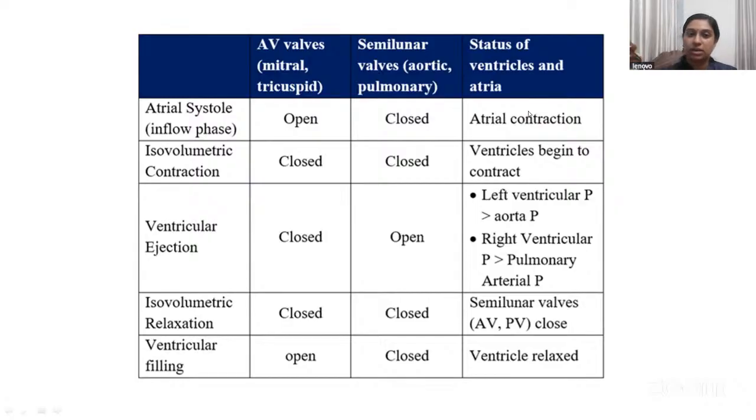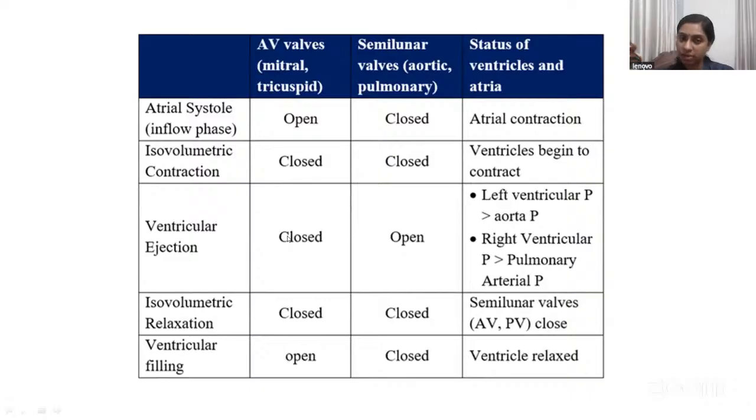The next phase is the isovolumetric contraction. Here, the blood has reached the ventricle, and after that the AV valves are closed. Why? In order to prevent the backflow of blood to the atrium. The semilunar valves of the aorta are also closed, and the ventricles begin to contract in a closed space. That's why it is called isovolumetric contraction.